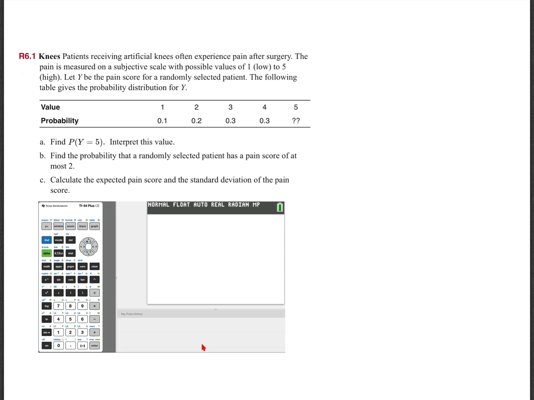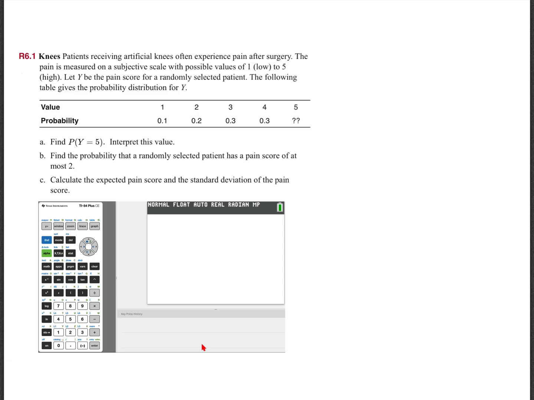Okay, so they give us a table with all the different probabilities of a patient giving different pain scores. We have this one missing. So let's start out with the first one. Find the probability that Y equals 5. So we want to find that missing probability.